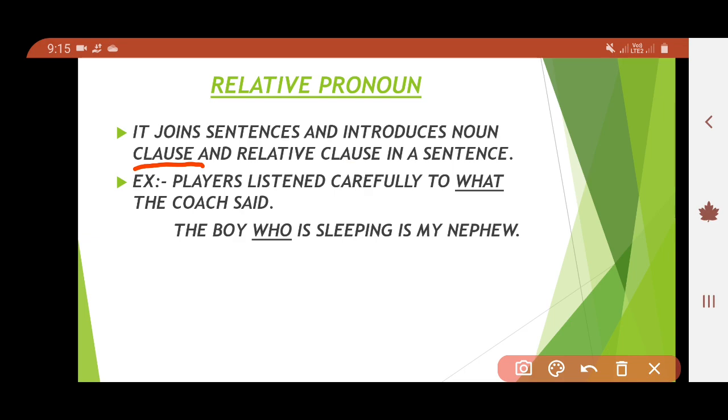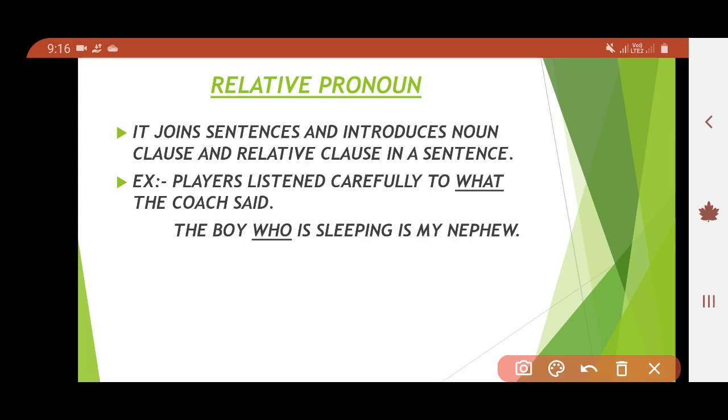Okay, so let us go to some examples. Example number 1: players listened carefully to what the coach said. Okay, so players listened carefully is the noun clause, and the coach said is the relative clause. So in this sentence, what is the thing that is joining the sentence? Which is the relative pronoun? What here is the relative pronoun, which is joining two clauses, two parts of a sentence.